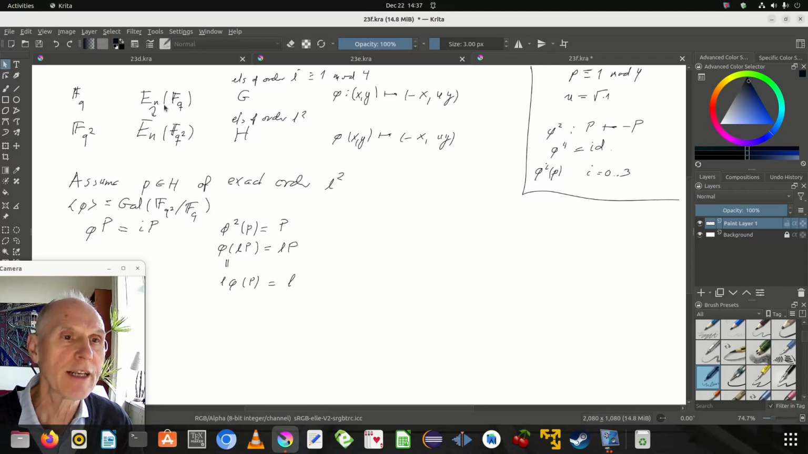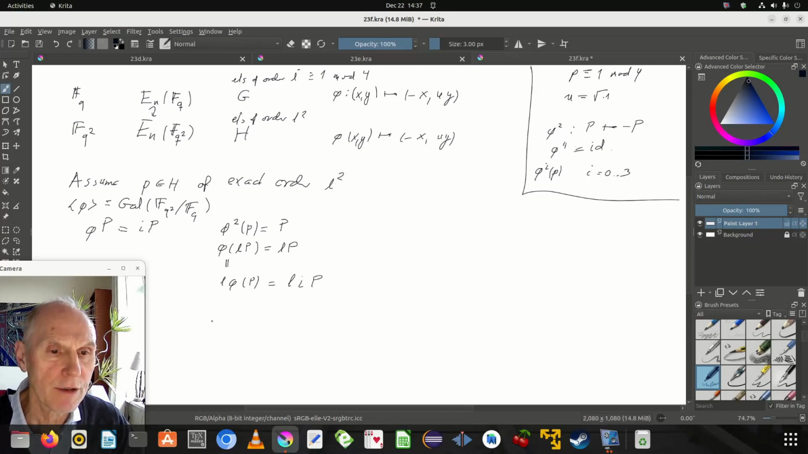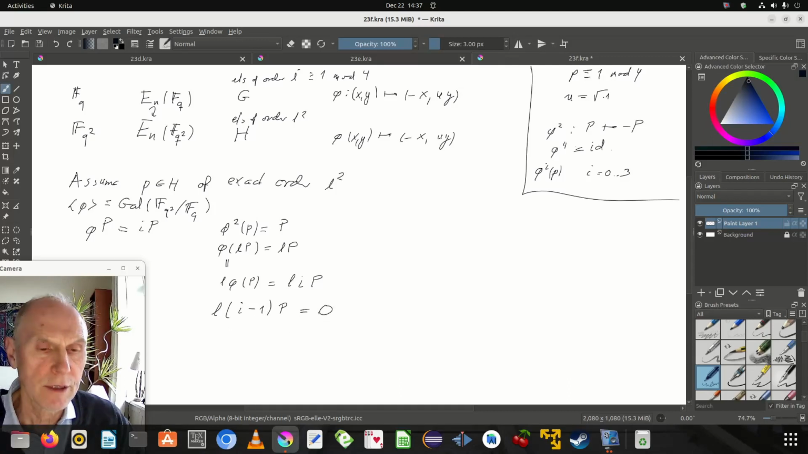So phi reduces to the identity on FQ, therefore the points in En of FQ are unchanged by phi. This is L times phi of P, which is L I times P. And that means that L times (I minus 1) P is infinity. Now what was L? That was the order here.